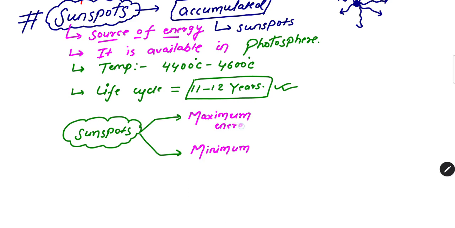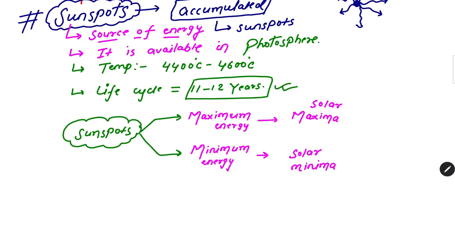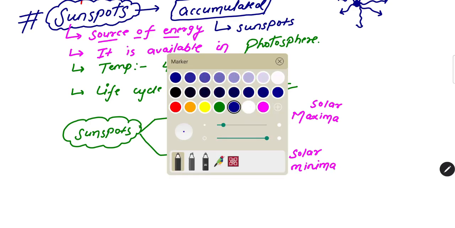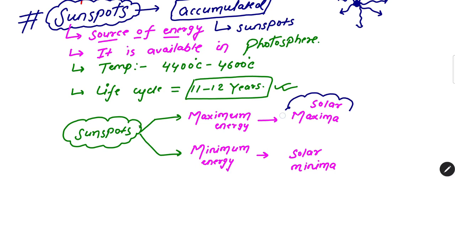So if there is a maximum energy, that place is known as maxima, solar maxima. And if there are minimum sun spots, then that is called solar minima. This is the second concept that we need to understand. The first one, solar maxima, and the second one is solar minima.